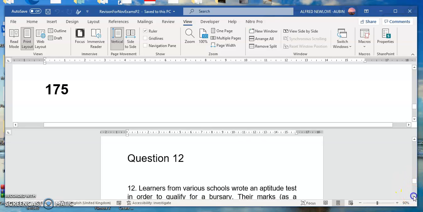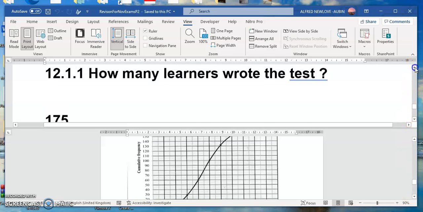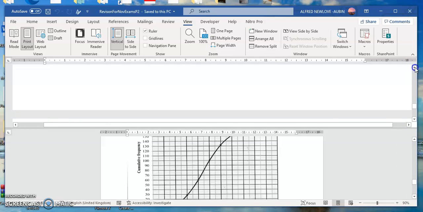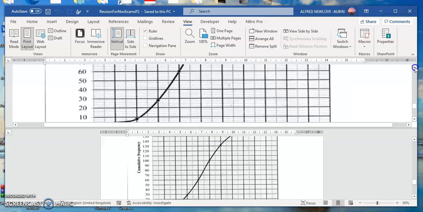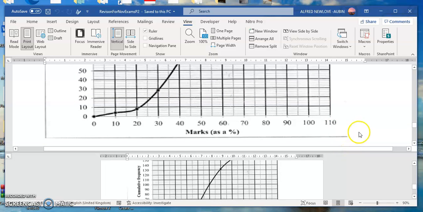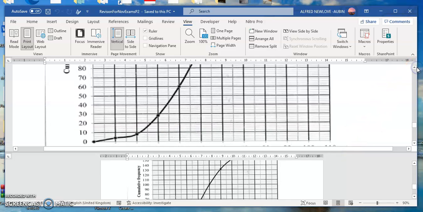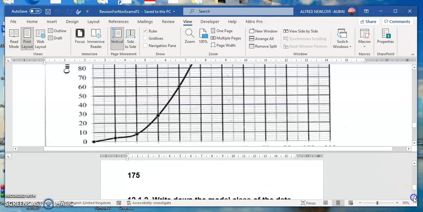The one that is having the highest frequency. So here, this is my graph. Which one is having the highest frequency? We are going to determine it here.